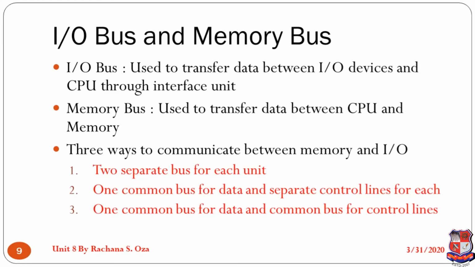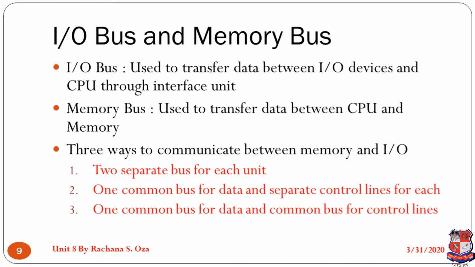Now you have two entities communicating with a CPU. What are they? One entity is an I/O peripheral and the second entity is a memory. So how are these three things communicating with each other? There are possibly three ways to communicate with memory and I/O from the CPU perspective.